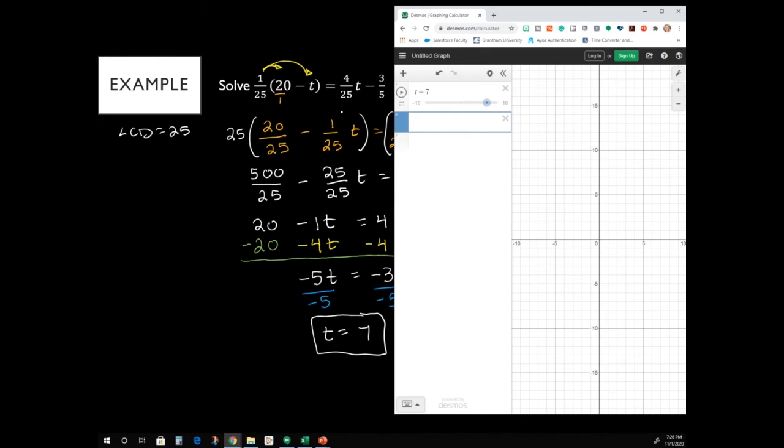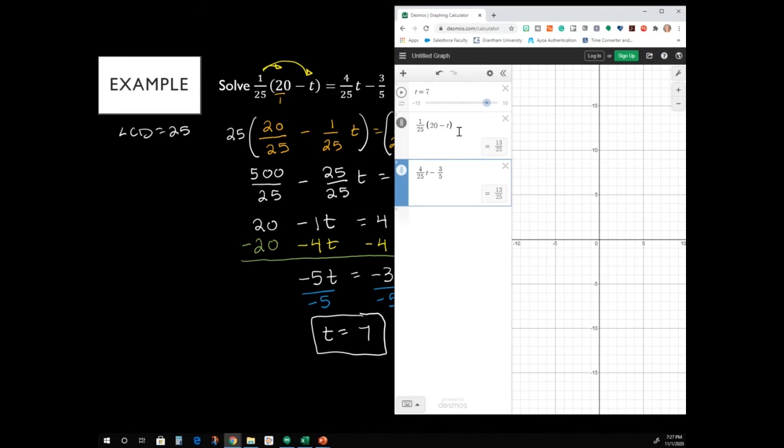On the left, I have 1/25, and then in parentheses, I have 20 minus t. So you can see that it gave me 0.52, and if I want to make that a fraction, I can click that here. So it automatically plugged in t for us because t is equal to 7. Then I can click on the next line and type in the right side, 4/25 t minus 3/5. And then I can click the fraction to double check them. So I get the same answer here.